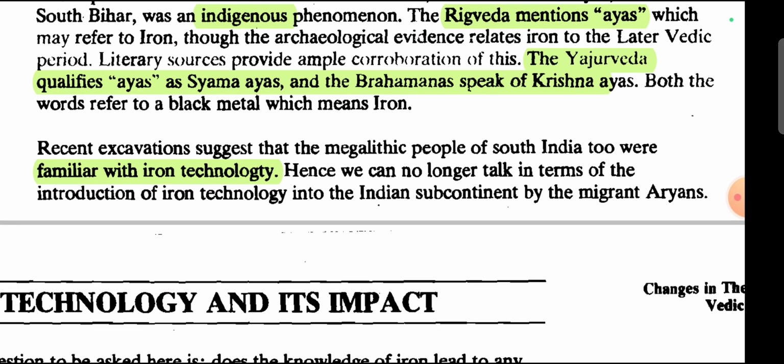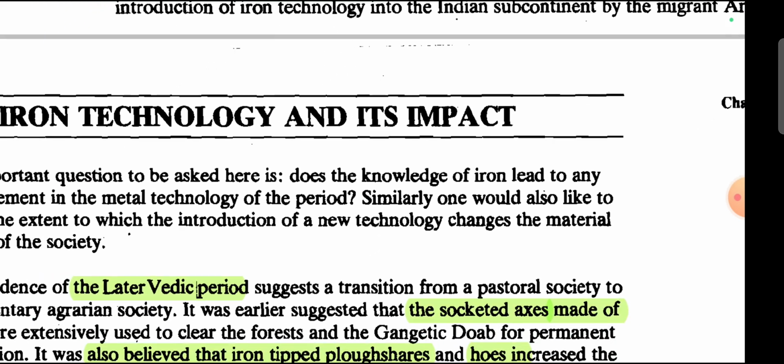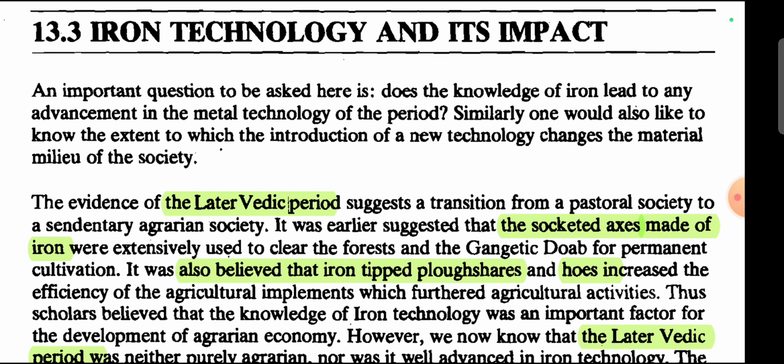Recent excavations suggest that the megalithic people of South India too were familiar with iron technology. Hence, we can no longer talk in terms of the introduction of iron technology into the Indian subcontinent by the migrant Aryans. Iron technology and its impact.